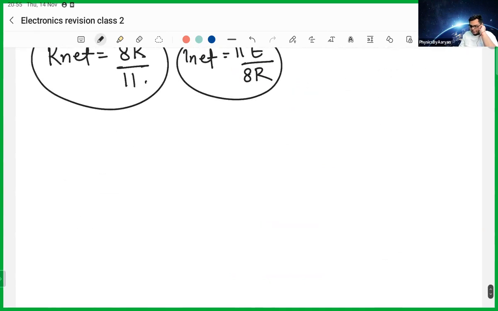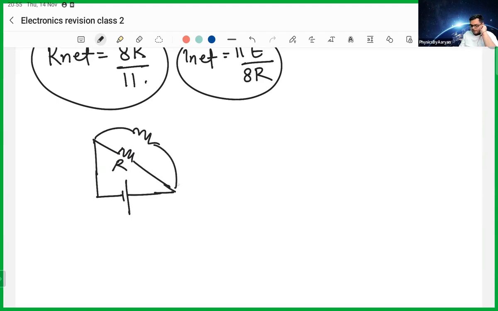Now let's come back to the circuit. This was my circuit. This is my R, and this is my 8R by 3.